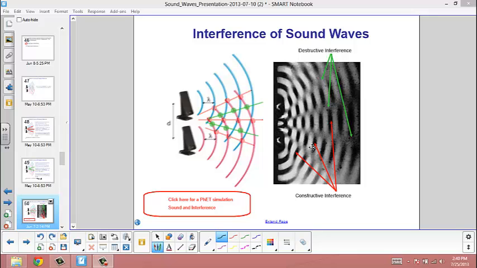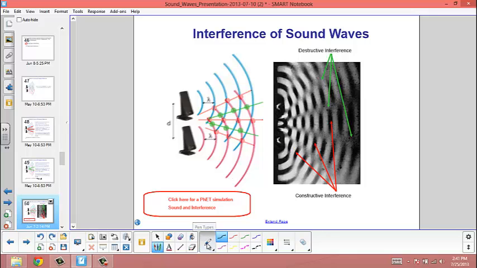These are called nodes, and they're pointed out with the green arrows. Three of the four visible nodes are pointed out. And the opposite of a node is an antinode. These are locations where we have red dots, or we have wave motion occurring. So this is a location where waves are at a maximum. Again, a maximum and a maximum.